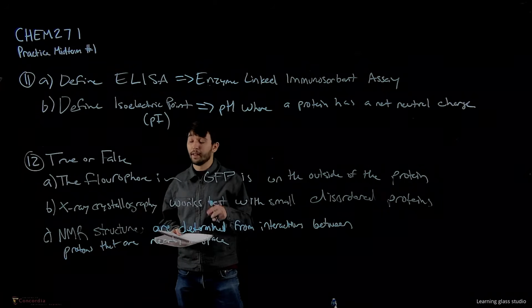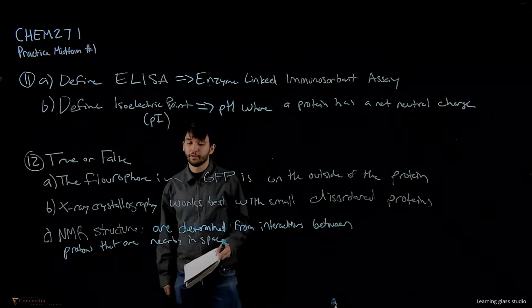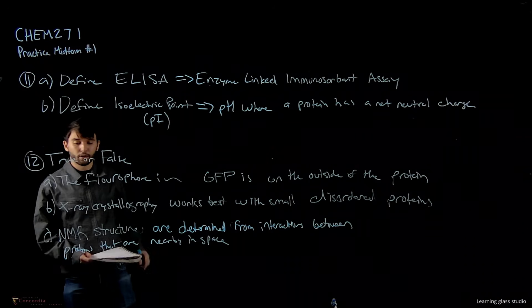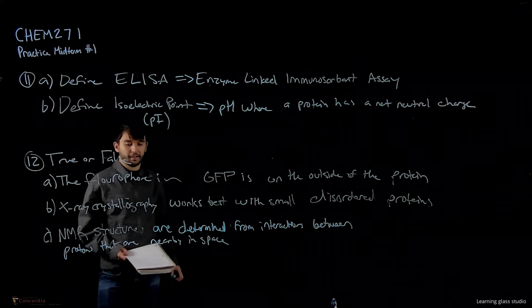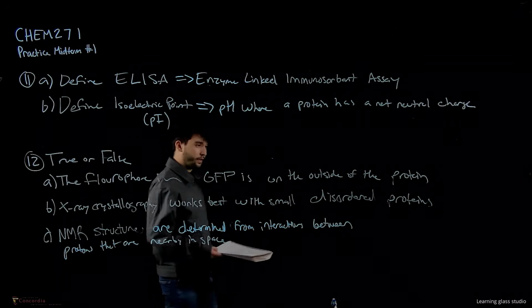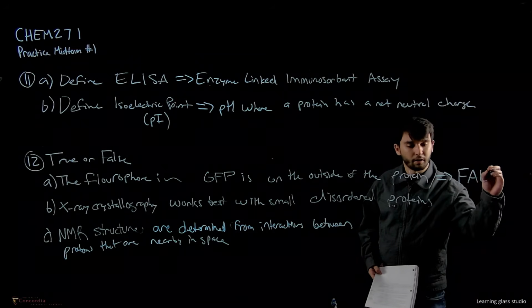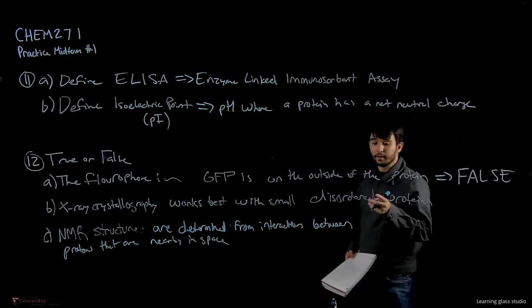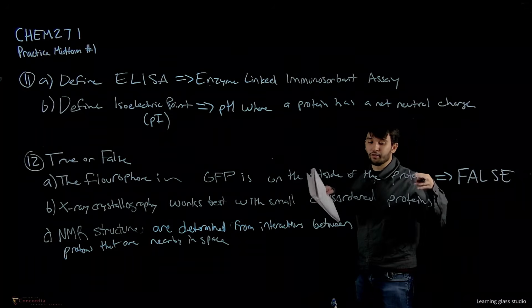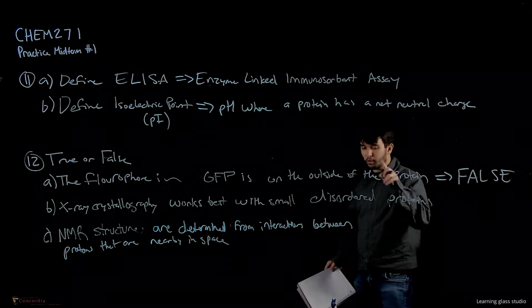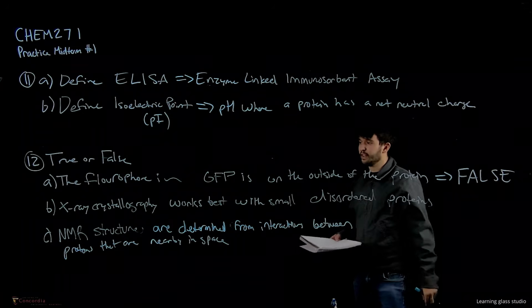And then the next question is to indicate whether true or false. The first one is: the fluorophore in GFP is on the outside of the protein. This is false, right? Because the fluorophore in GFP is actually on the inside of the protein. It's like a barrel-shaped protein with the fluorophore on the inside.